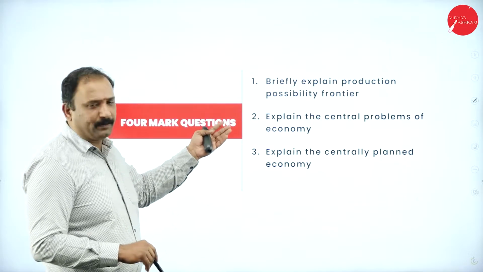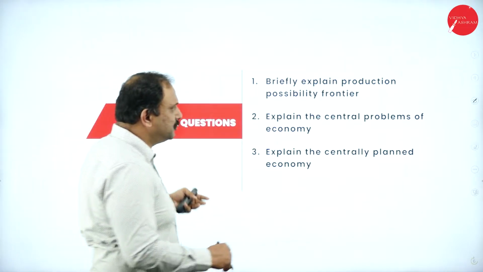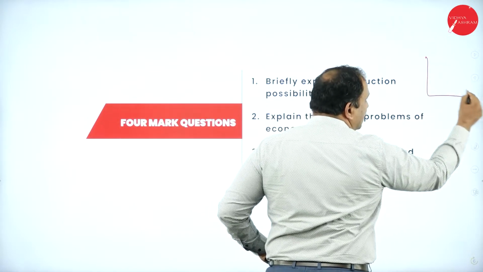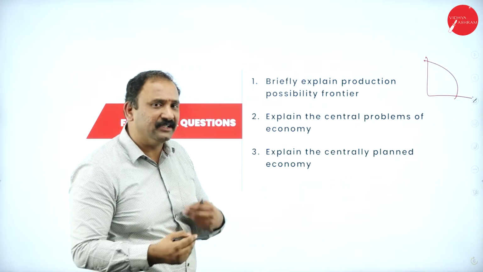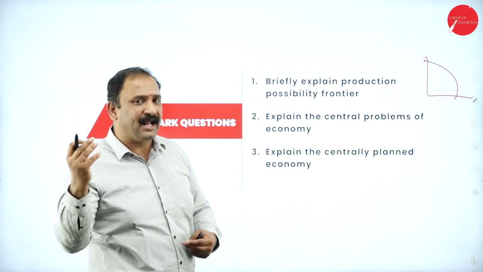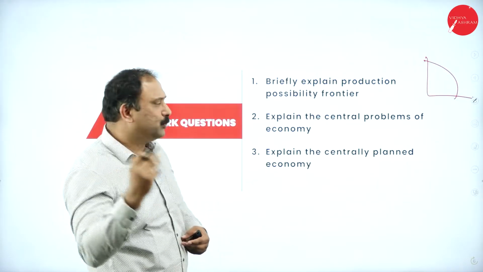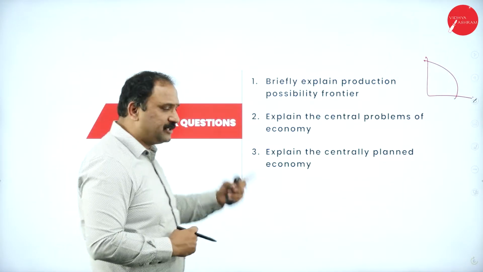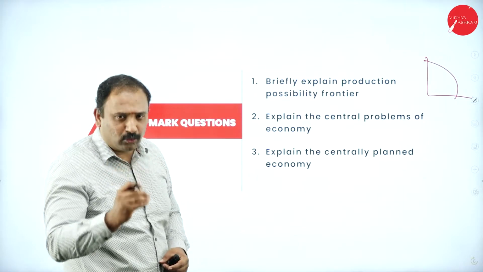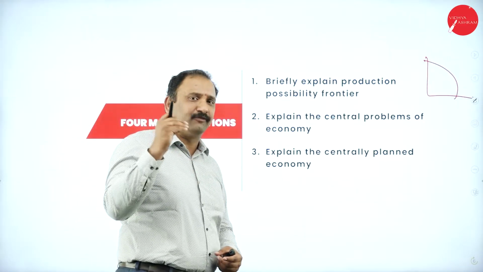So when we are talking about the production possibility frontier, you need to draw the graph and tell how the production possibility frontier looks in terms of your land, labor and capital, with the output still getting to the maximum level as far as possible. The central problems of economy: how to produce, what to produce and for whom to produce.